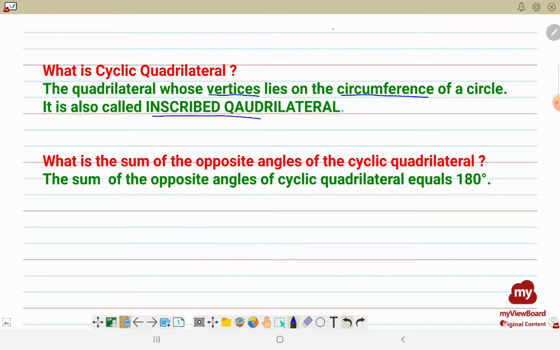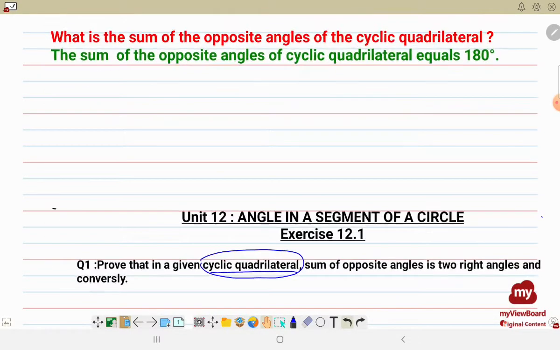So if I roughly draw a circle, you see this is a closed four-sided figure. Its vertices lie on the circumference of the circle, so this is called the cyclic quadrilateral. Now there is a property of cyclic quadrilateral that the sum of the opposite angles of the cyclic quadrilateral equals 180 degrees. The opposite pair of angles are supplementary to each other. This means if you add up the two opposite angles, the angle sum must be equal to 180 degrees. Let's move back to your question.